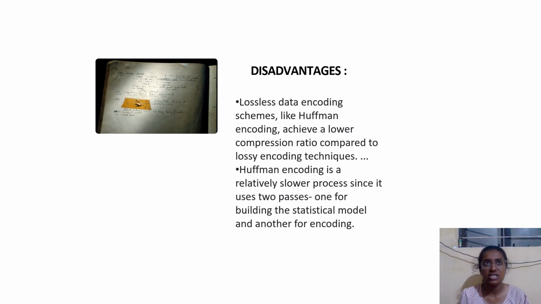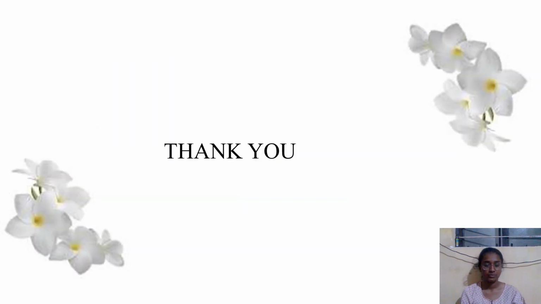The disadvantages of Huffman coding: compared to lossy encoding schemes, Huffman coding achieves a lower compression ratio. Huffman coding is a relatively slower process since it uses two passes, one for building the statistical model and another for the encoding.